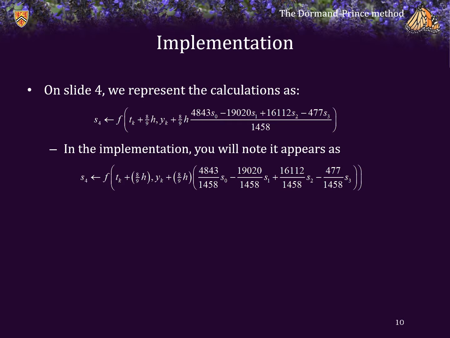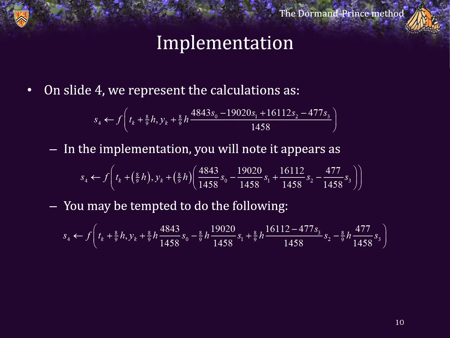However, in the implementation, you will notice that we distributed the division by the denominator across the sum. What this does is it ensures that the coefficients are as close as possible to 1 in absolute value. Only once we calculate the weighted average do we multiply through by 8/9 times h. And again, we've already calculated 8/9 times h previously, and so we are not performing any additional computations.